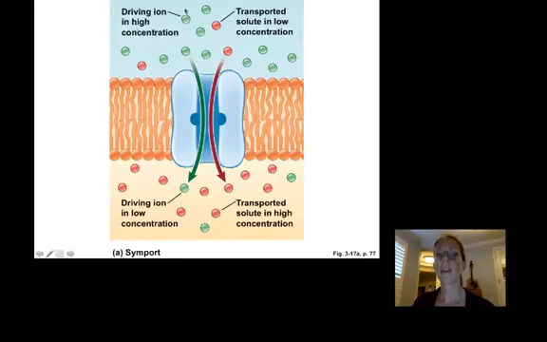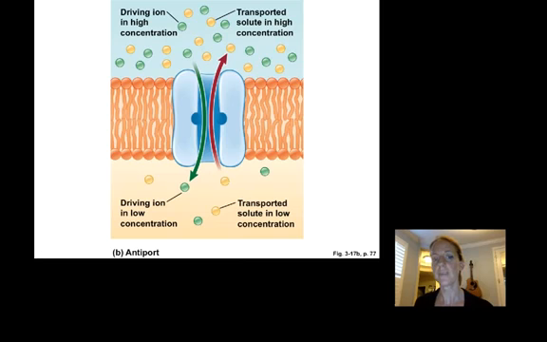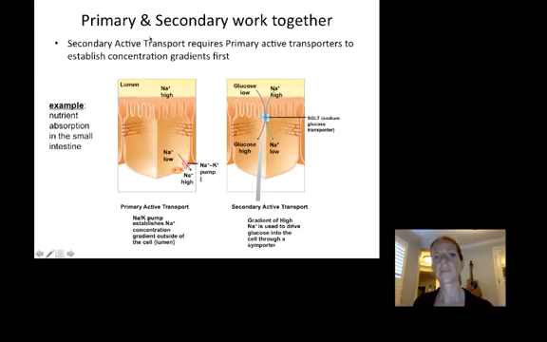So you have a driving ion, which in this case is sodium, that moves from high to low. That initially took time to set up with ATP in a prior step, such as the sodium-potassium pump. And then you have your transported solute, which is the one you want to move, that will piggyback with sodium to move along with it. If it doesn't piggyback, if it instead swaps, then that's antiport. So primary and secondary really have to work together.